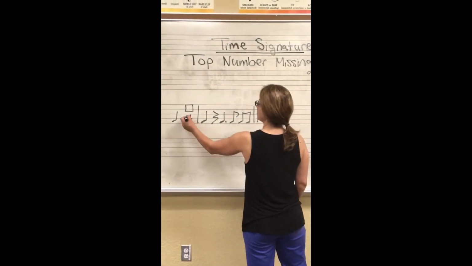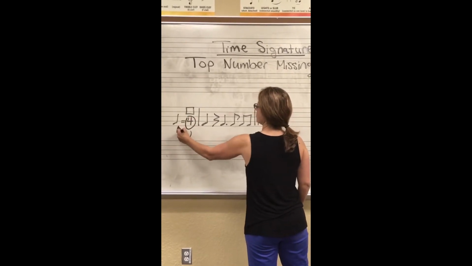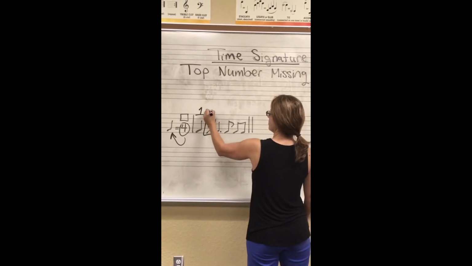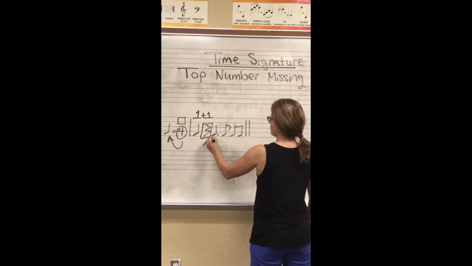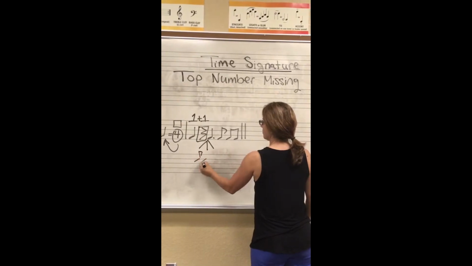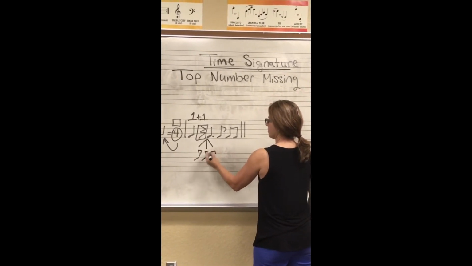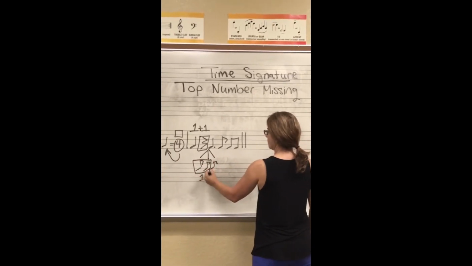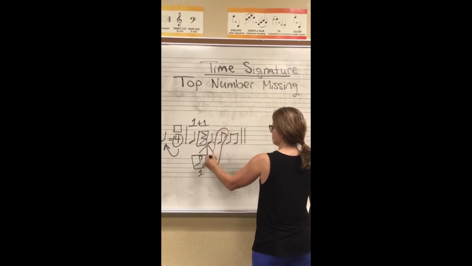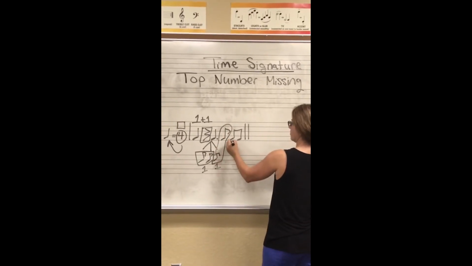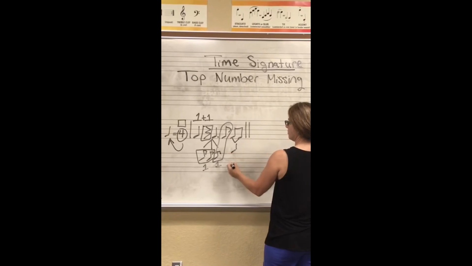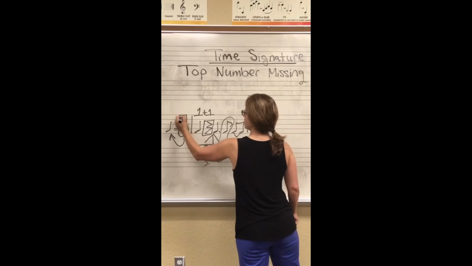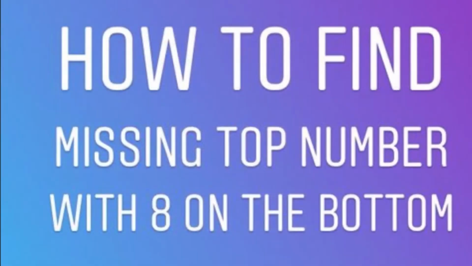When the 4 is on the bottom, you're counting the quarter notes. 1 quarter note is worth 1 beat. 1 quarter rest is worth 1 beat. A dotted quarter note to an eighth note is worth 2 beats. Two eighth notes is worth 1 beat. So, you add them all up and you will get 5.